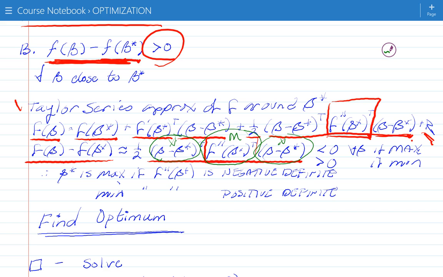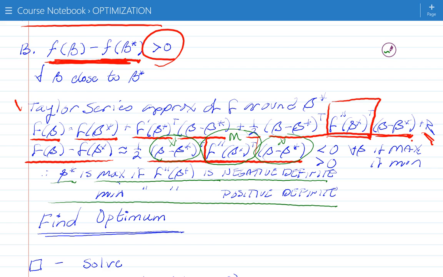And we have our definition of a negative definite matrix. So beta star is a maximum if the matrix of second derivatives is negative definite. It is a minimum if the matrix of second derivatives is positive definite. So this is an important point because we will use this in our various optimization search techniques, as well as our ability to evaluate whether we are at the maximum or the minimum of some surface.